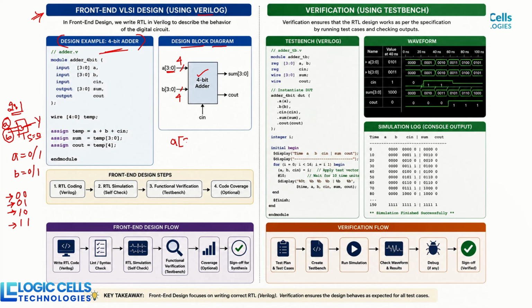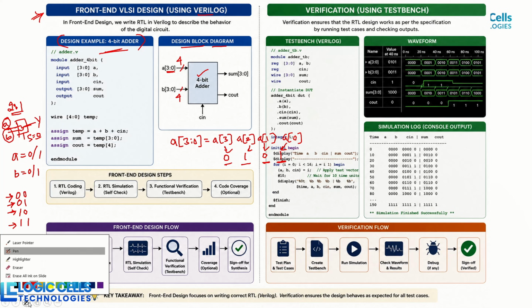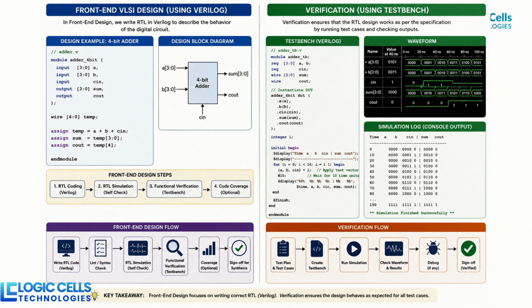What exactly does A 3 down to 0 mean? It gives you A of 3, A of 2, A of 1, and A of 0. It means you can provide a 4-bit value like this. This position is represented as A of 0, this will be A of 1, this A of 2, and this A of 3. So a vector is required here to design a 4-bit adder, and we need to define 3 down to 0.